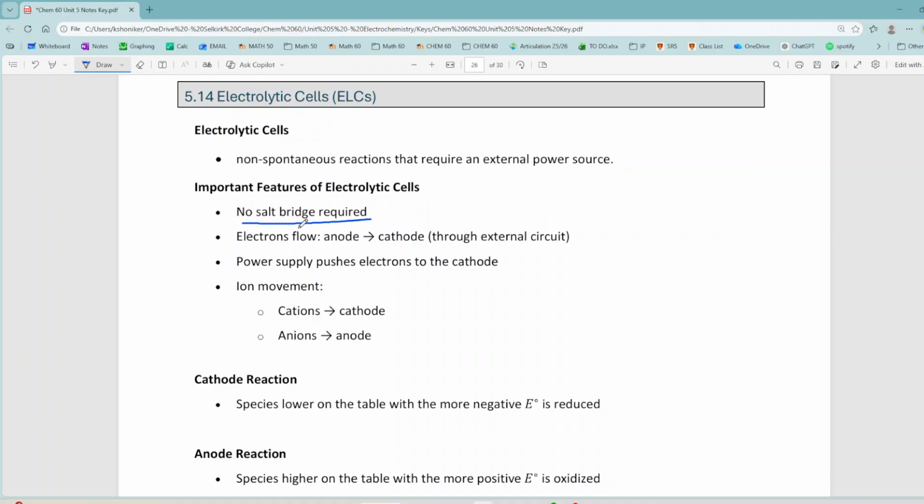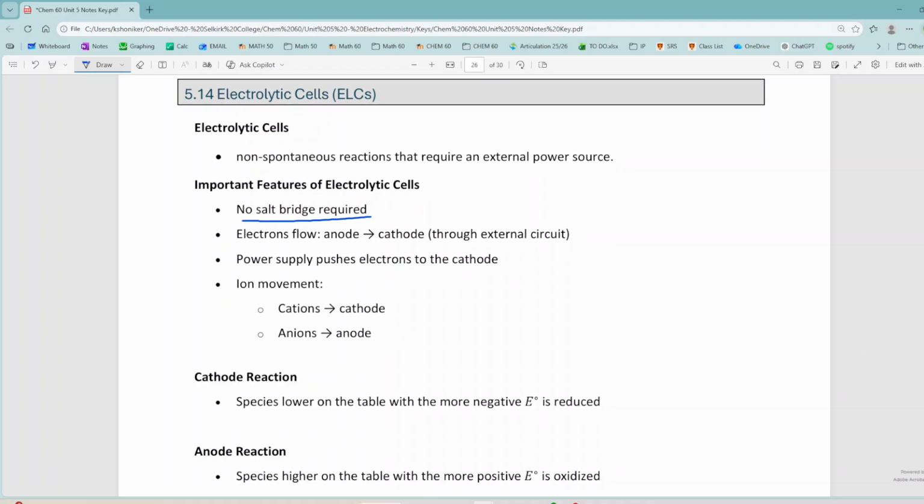balance the charge. Electrons still flow from anode to cathode, but through an external circuit. The power supply pushes electrons to the cathode, so it's not that your anode is providing the electrons, it's that your power source is providing the electrons to the cathode. And then the ion movement is still cations to cathode and anions to anode.